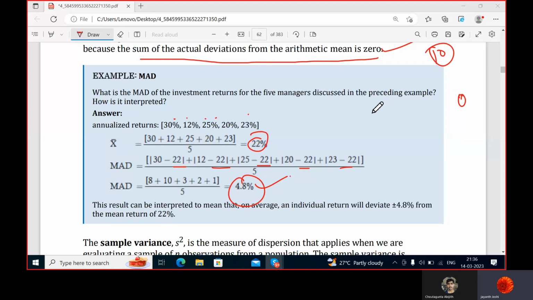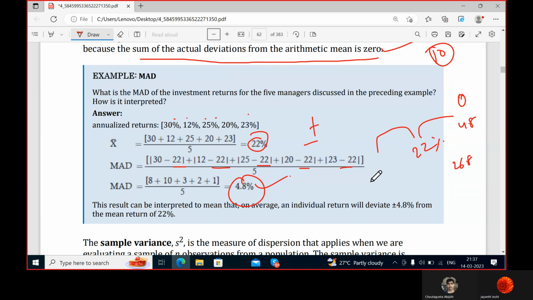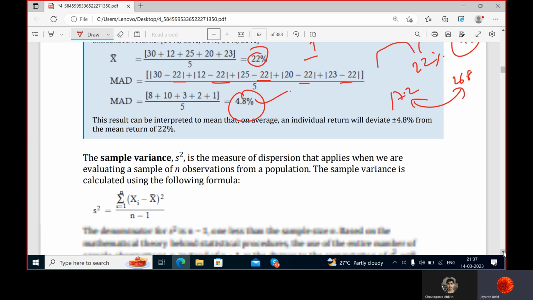So your mean happens to be 22% and it will deviate by 4.8 on the right side and 4.8 on the left side, because with a modulus, when you take something out, it is plus or minus, correct? So it can be 26.8, or if you remove 4.8 from that, 17.2. That means this much deviation you will see on either side.